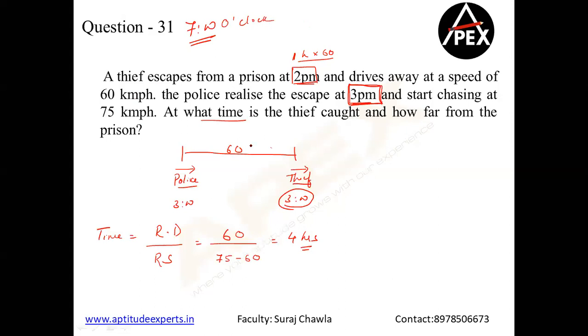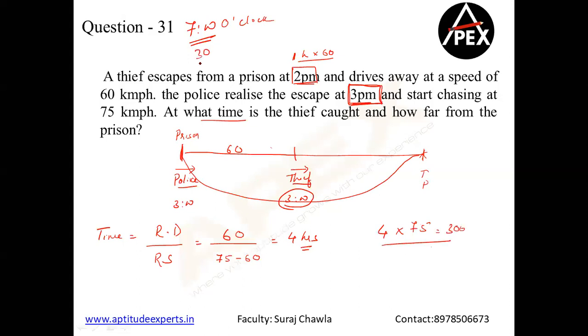And how far from the prison? So let's understand. If they are meeting somewhere here, thief and police, and my prison is here. Let's do it simply. I know that the police has covered this complete distance in 4 hours. So in 4 hours, the police would have covered how much? 4 into 75, which is 300. So in one shot, your answer becomes 300 kilometers from the prison. The thief is caught.